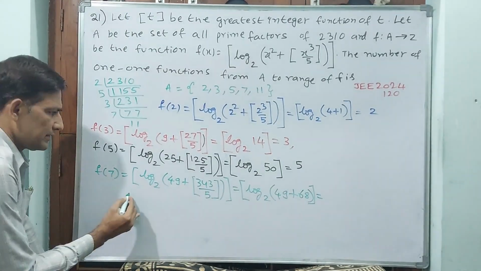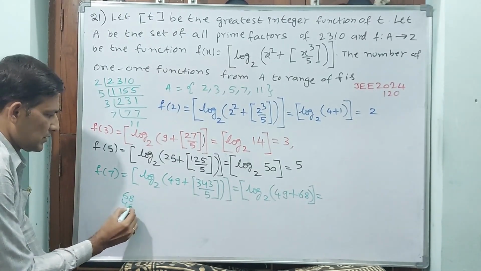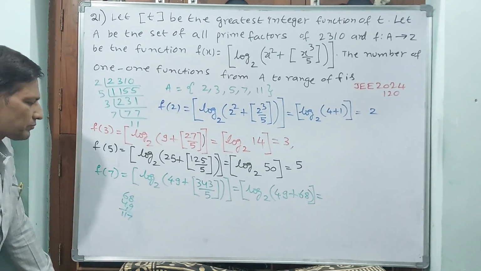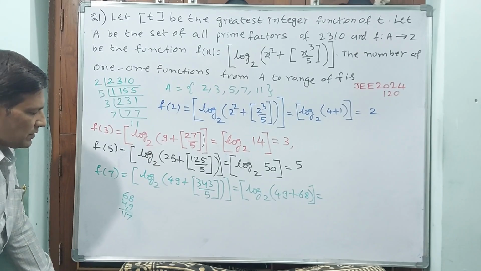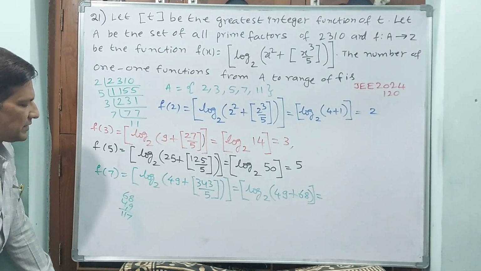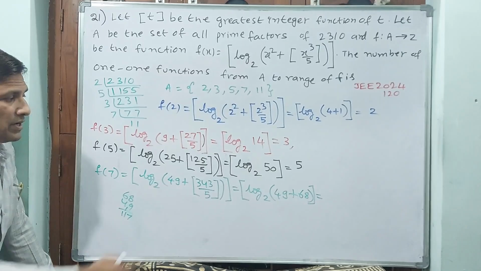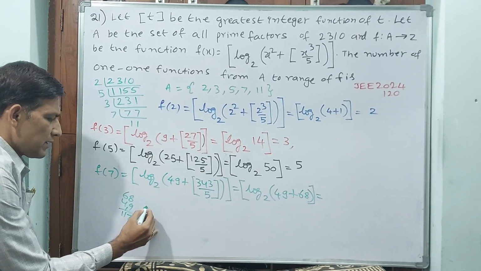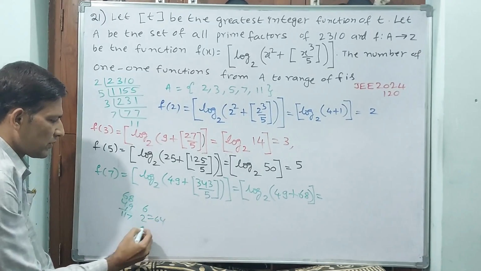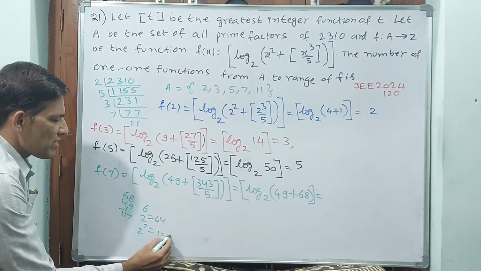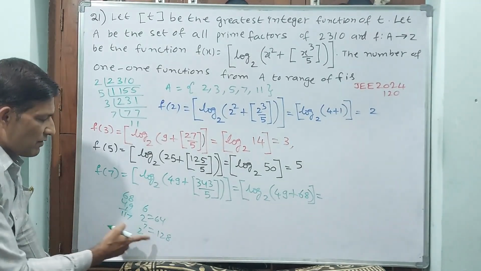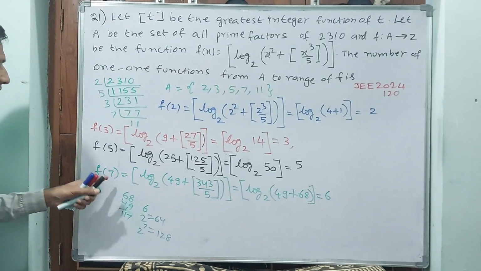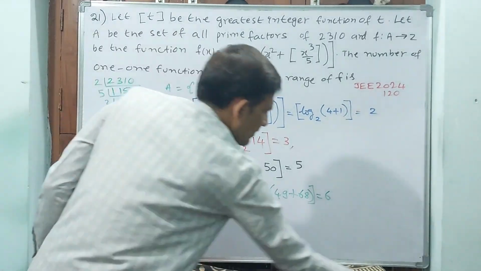68 plus 49, 117. 117 will be your total. But you tell me, 2 power 6 is 64, 2 power 7 is 128. 117 is less than 128. That is why you take 6 only. Understand? Now what have you understood? F of 7 has come 6, not 7.